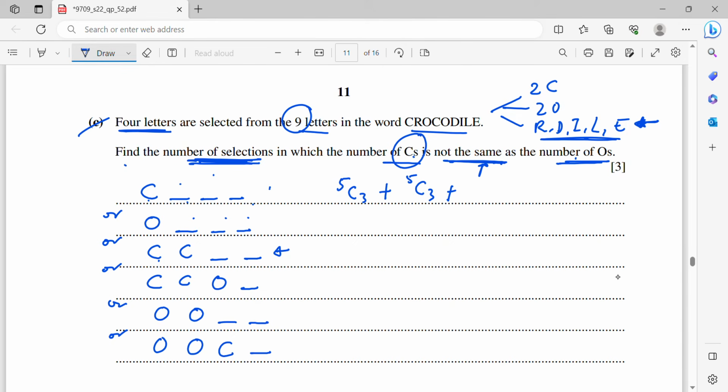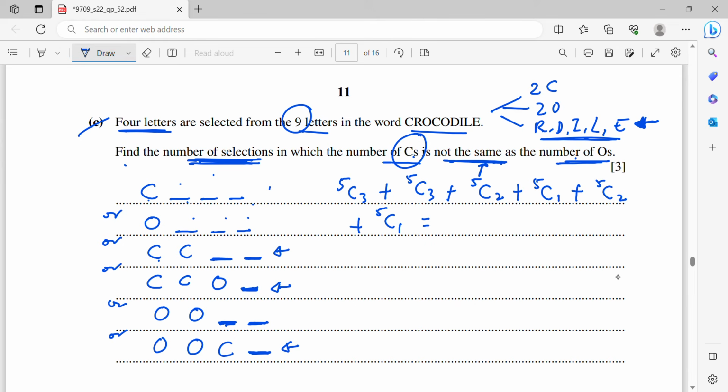Or is plus. Now for the third case, I have chosen 2 C. There's no O. Means that these 2 underlines are for not O, so I have to choose from R, D, I, L, E. So from 5, I need to choose 2. Or for the fourth case, I need to choose 1 from R, D, I, L, E. So 5 choose 1. Then the next case, I need to choose 2 from the R, D, I, L, E, so 5 choose 2. Or the last condition, I need to choose 1 from the 5, so 5 choose 1.